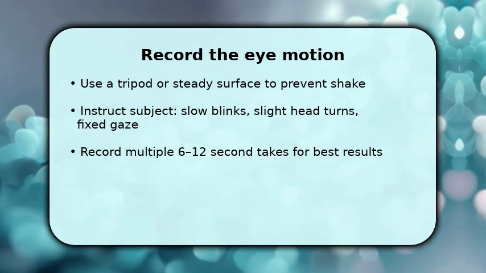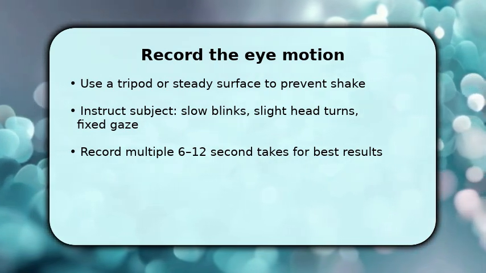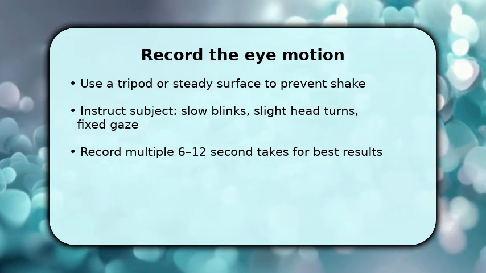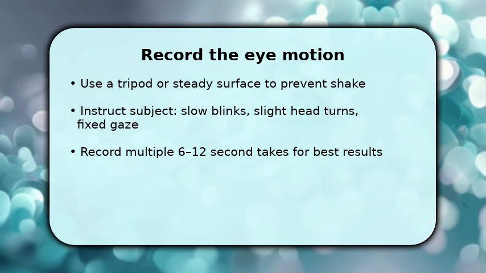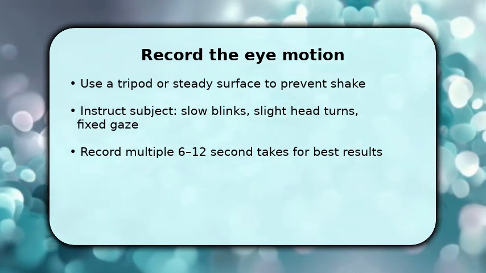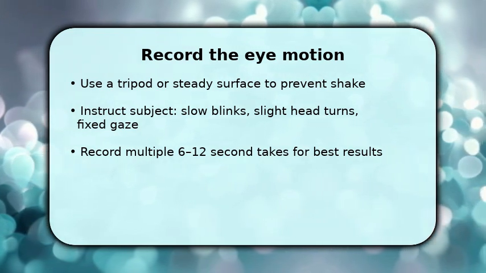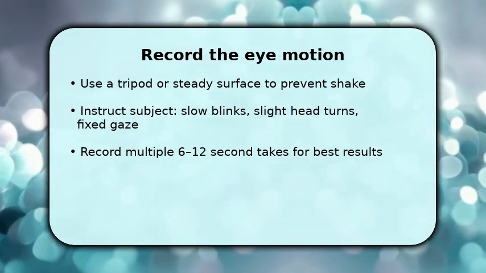Then instruct the subject. Hold a fixed gaze, perform slow blinks, and include slight head turns so the effect has natural depth. Record several takes of 6 to 12 seconds each so you have options. Once you have clean clips, review for focus and lighting, because small motion or blur will break the eye effect during editing.